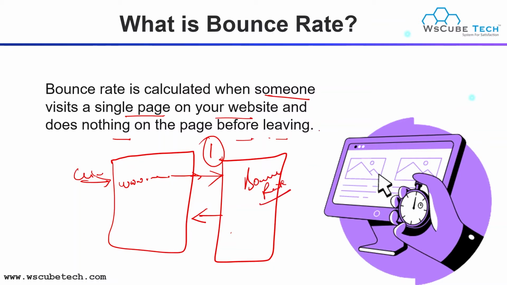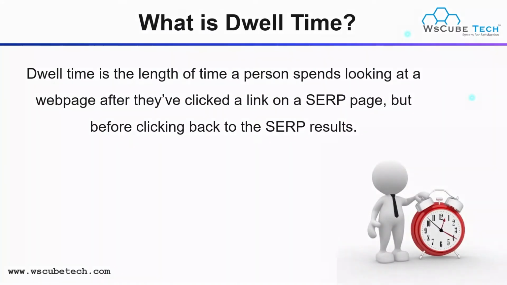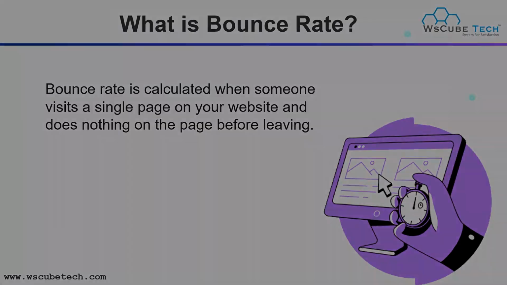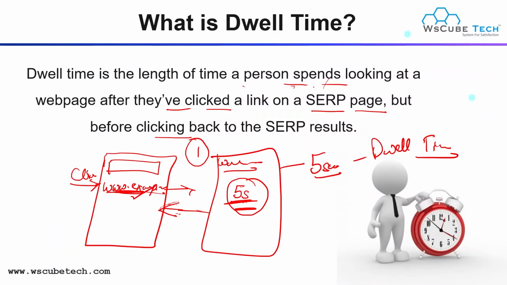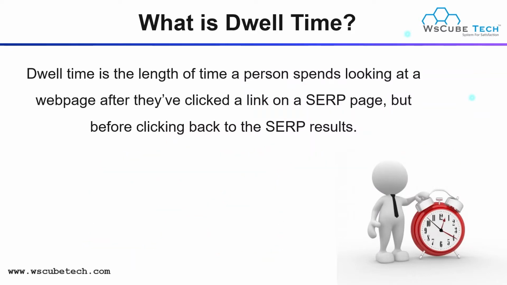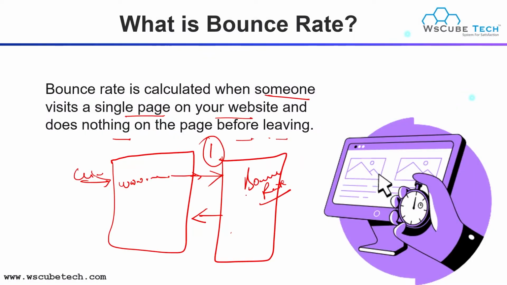Now, what is the difference between dwell time and bounce rate? Here you can see that in the case of dwell time, we have a time that users spend on the website. In the case of bounce rate, we don't have any time which users spend here. So what is the impact of time here? If a user spends 5 seconds on your website, it means that the user is not interested in your website, so they immediately leave.